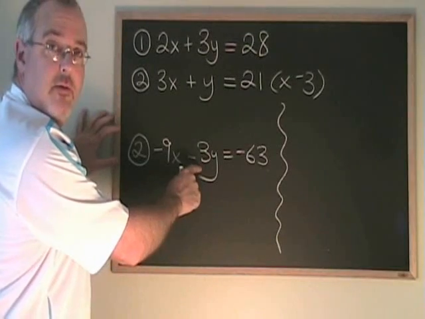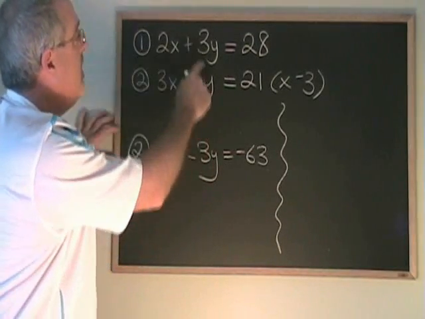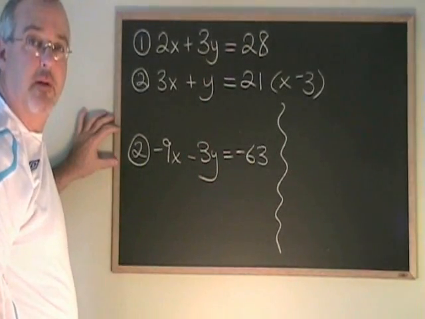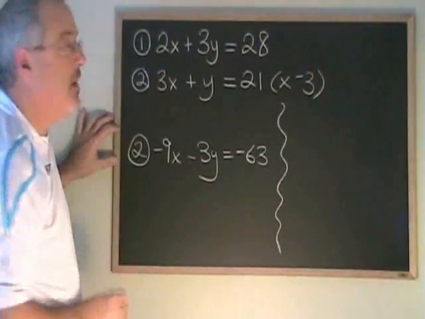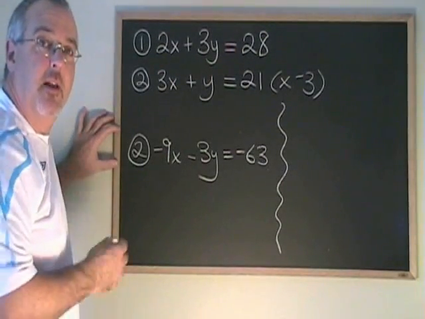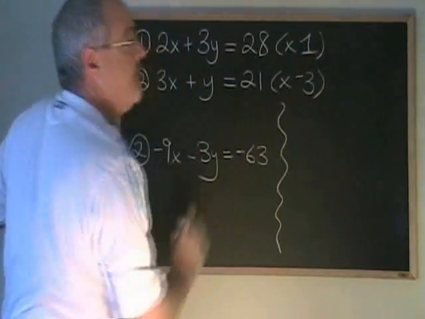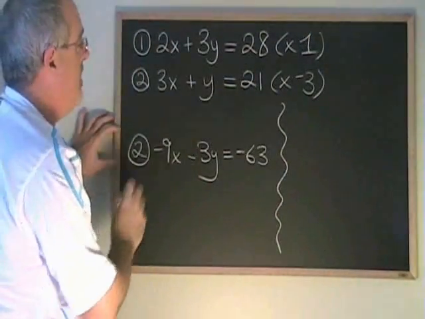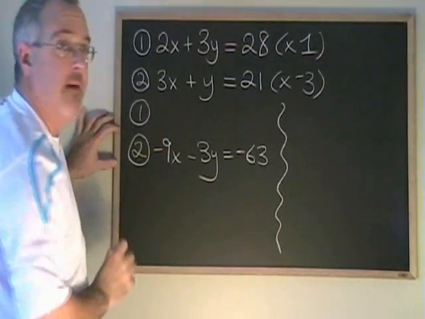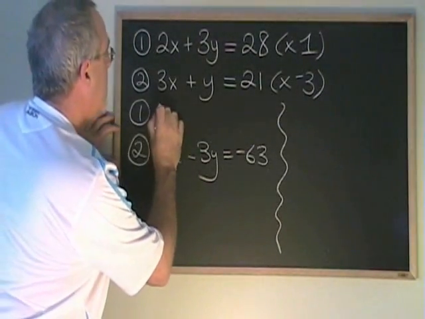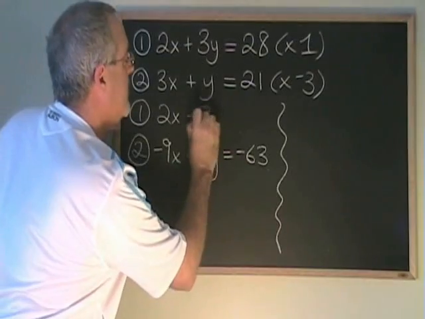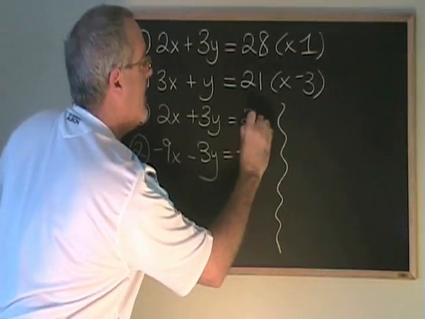Now we have a negative 3y here, which is equal and opposite to this positive 3y in the first equation. So we don't have to change the first equation at all. And I like to show that by saying times 1. This equation times 1 is still equal to the same thing. It's still equal to 2x plus 3y equals 28.